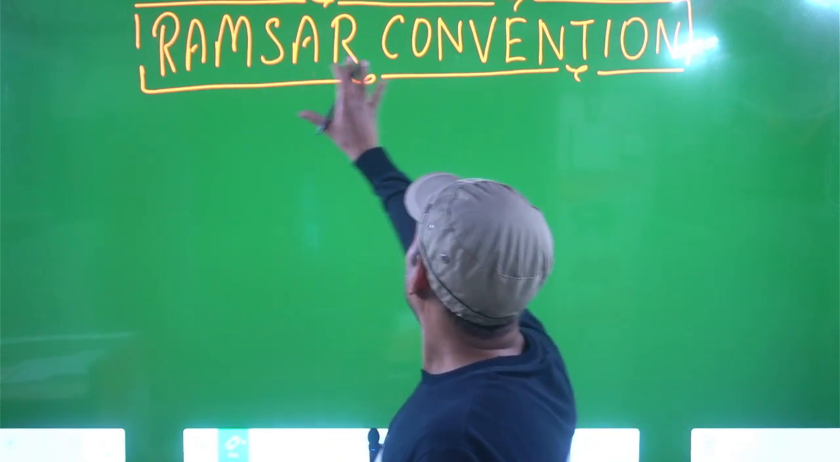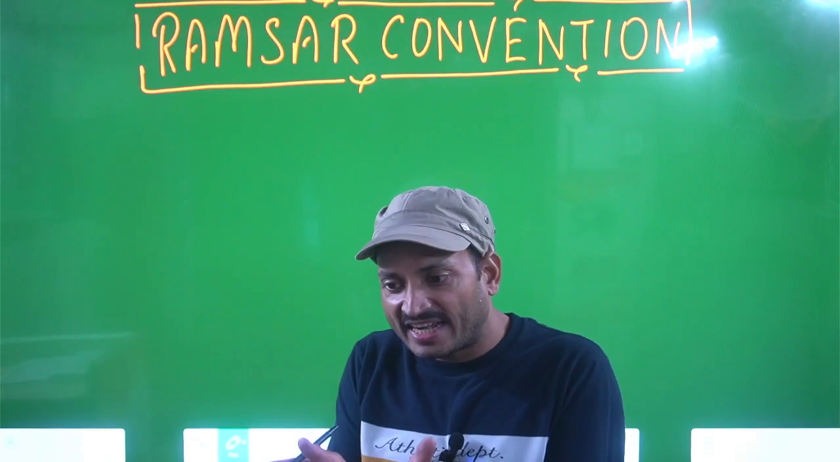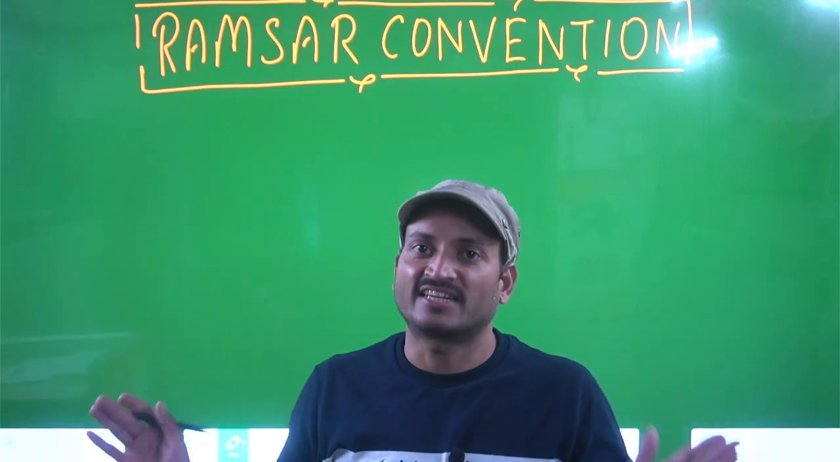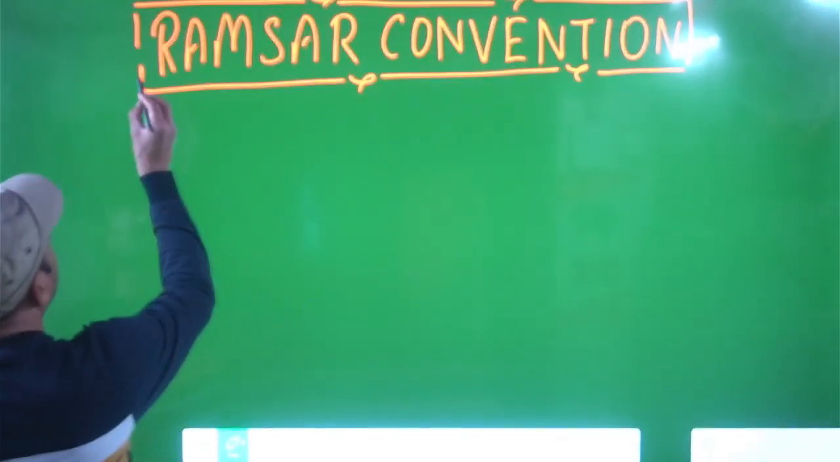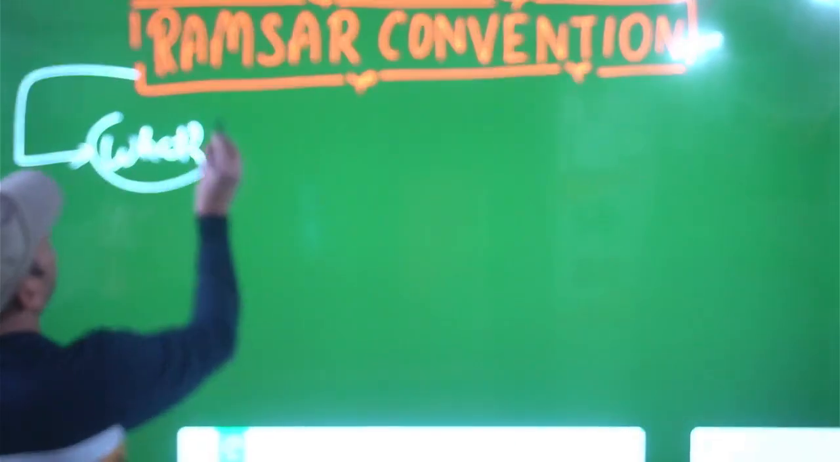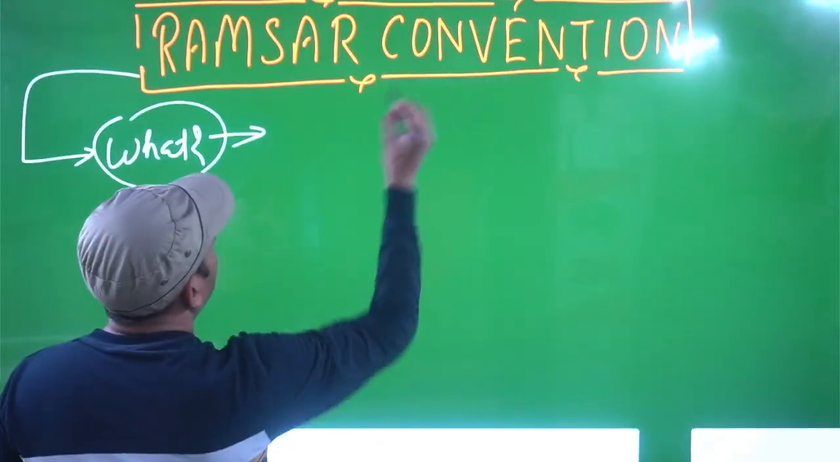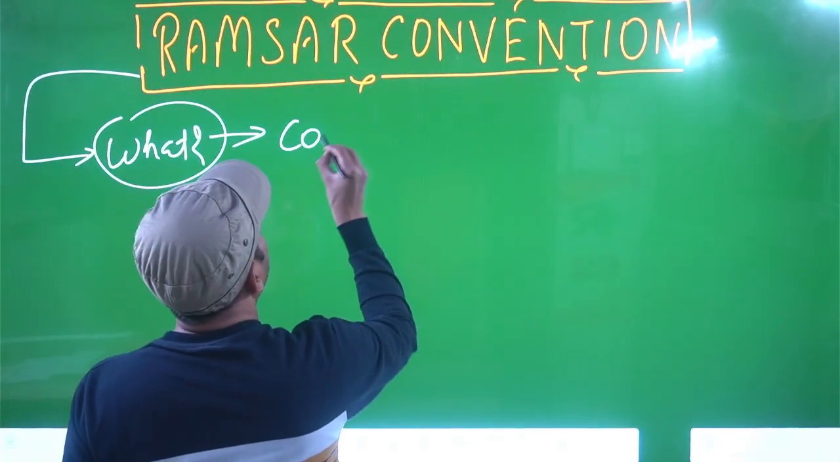So let's see about Ramsar Convention in detail, step by step, so that everything that is relevant to our exam is precisely cleared. So when we talk about Ramsar Convention, the first most important thing that comes in our mind is what is this? Meaning, what is Ramsar Convention? So, my friends, Ramsar Convention is formally known as Convention on Wetlands of International Importance.